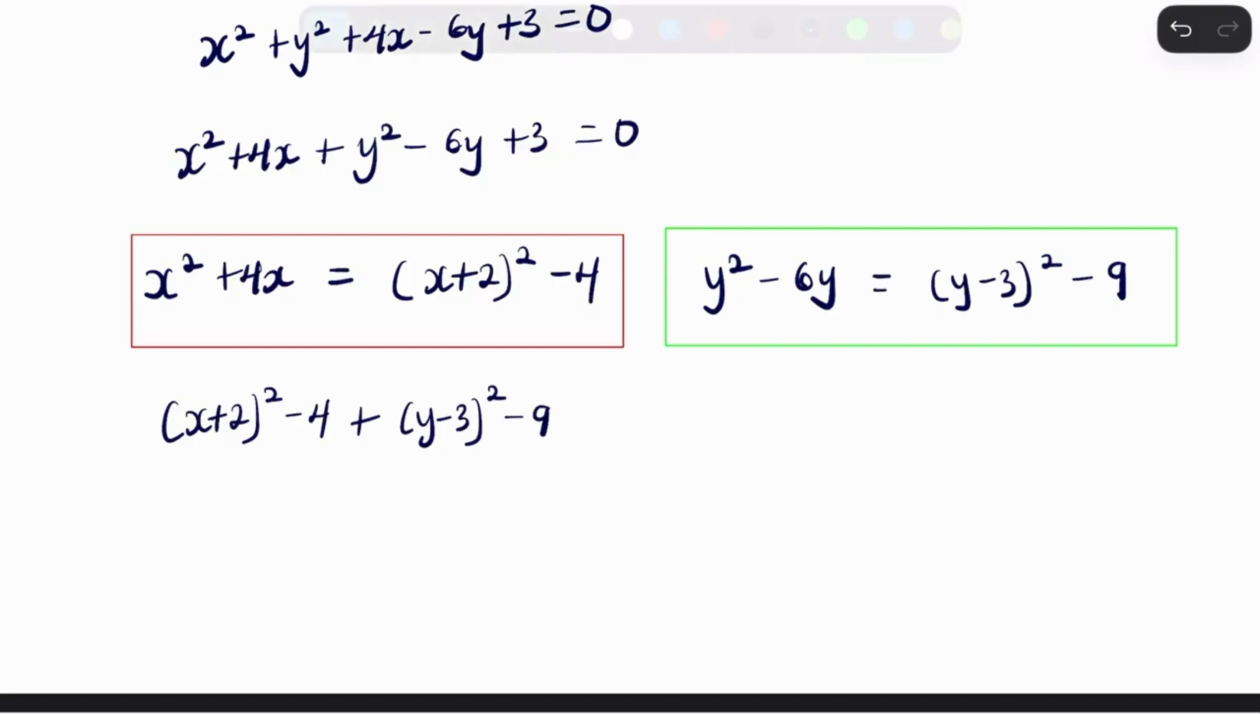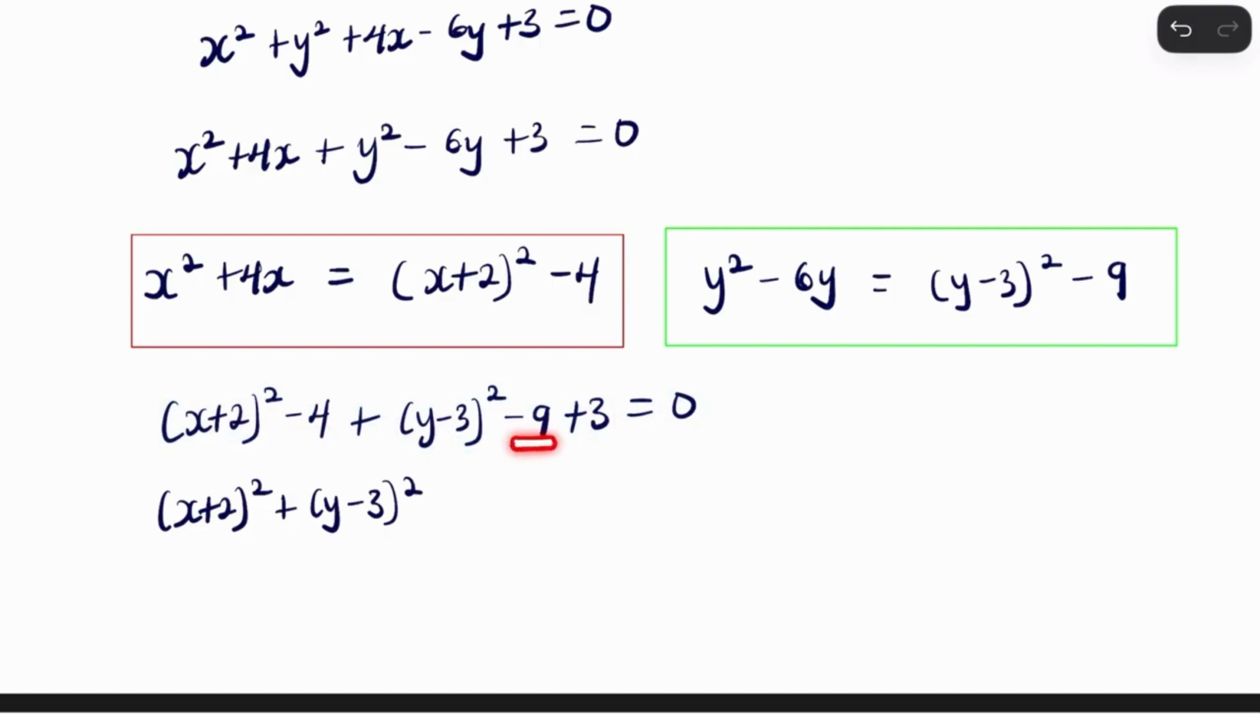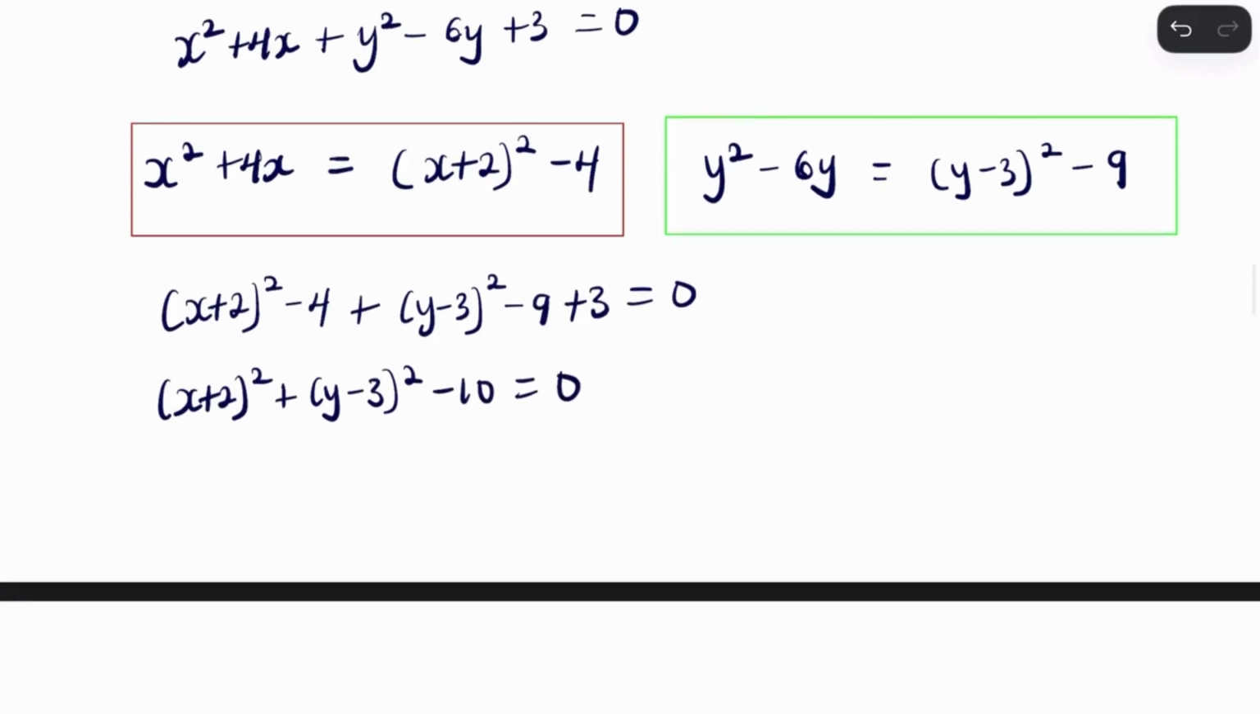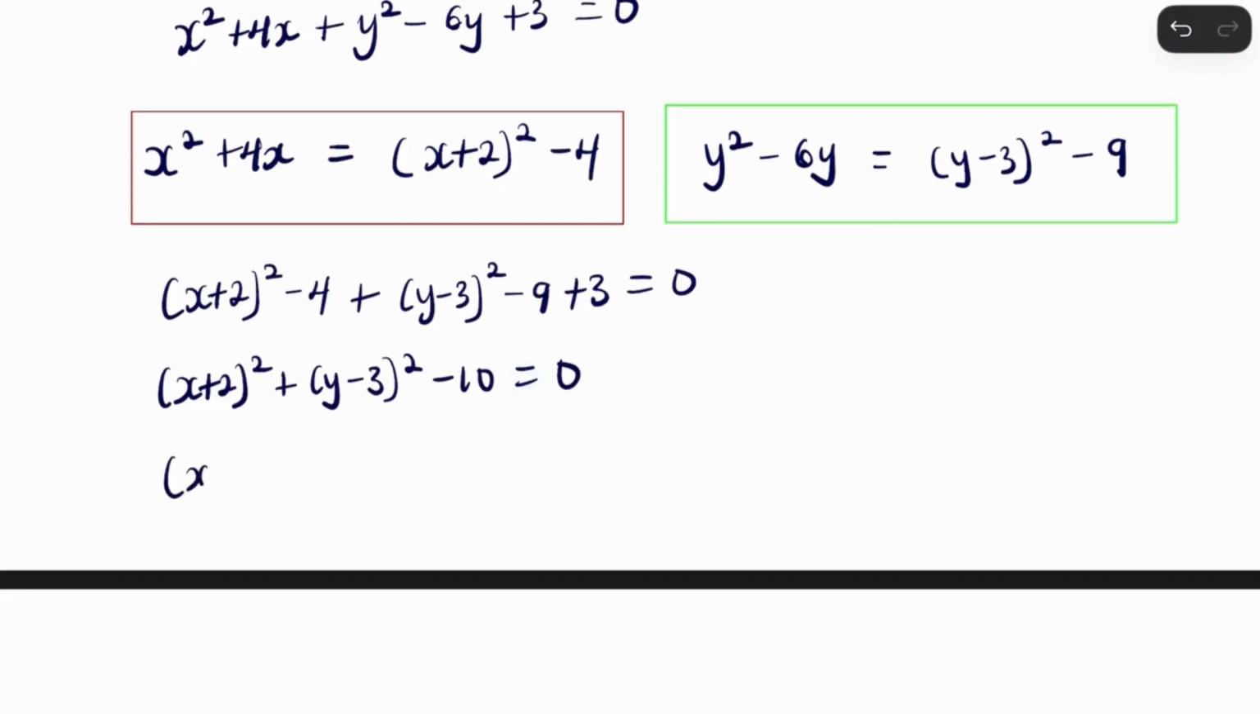Then we have this 3 right here. So plus 3 is equal to 0. So simplifying this, we have (x + 2)² + (y − 3)². So here we have this guy minus 4 minus 9 plus 3. So that's going to give us minus 10 is equal to 0. Thus, we have (x + 2)² + (y − 3)² = 10.